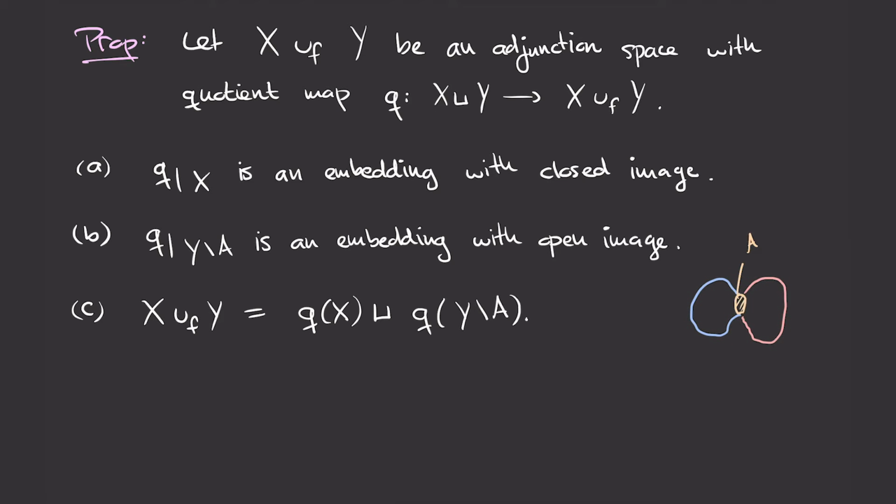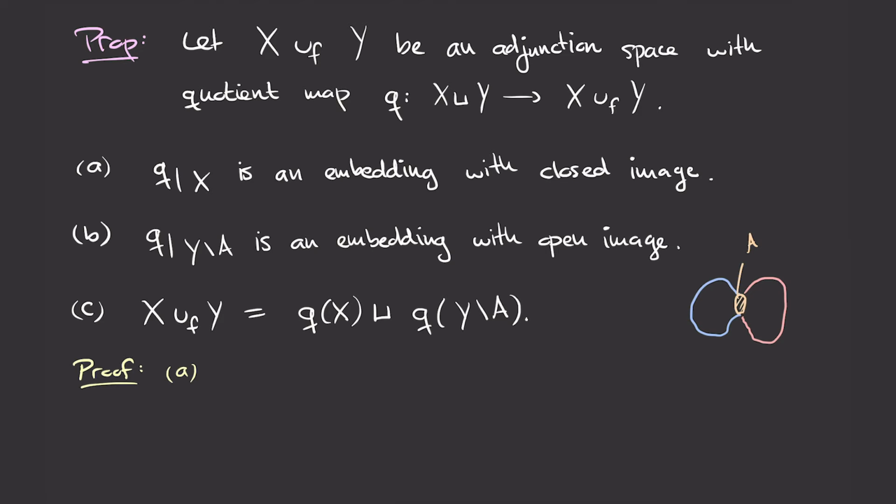All right, so let's briefly sketch the proof of this proposition. Now, our strategy for proving A will be to show that this quotient map restricted to the set X is both a closed map and also injective. And this will imply that it's a topological embedding. Moreover, because this restriction is a closed map, and X is a closed subset of the disjoint union of X with Y, this will then immediately imply that also the image of X is closed under the quotient map.